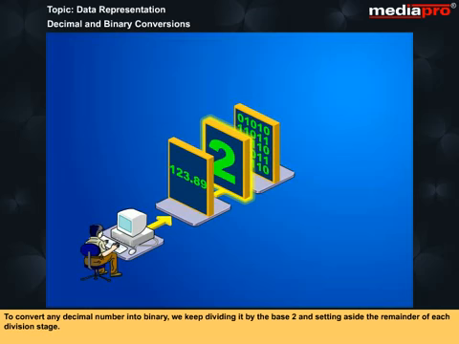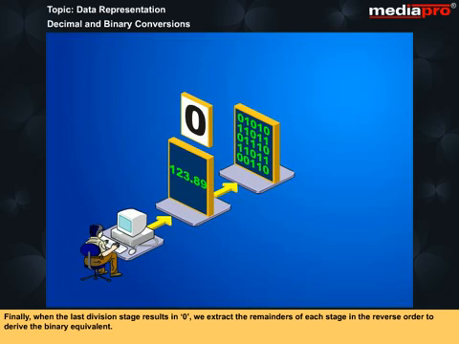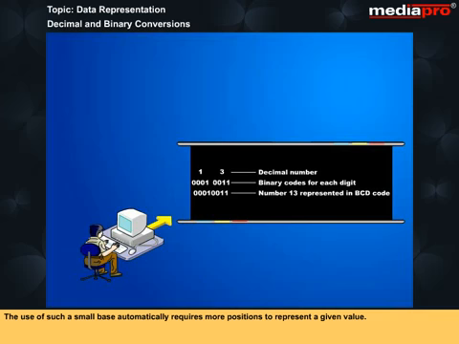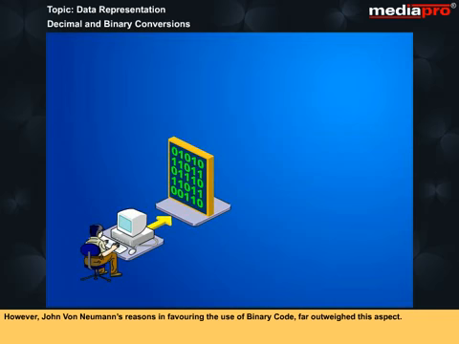To convert any decimal number into binary, we keep dividing it by the base 2 and setting aside the remainder of each division stage. Finally, when the last division stage results in 0, we extract the remainders of each stage in the reverse order to derive the binary equivalent. Let us take the same number, 13, and see if this conversion process results in 1101. The use of such a small base automatically requires more positions to represent a given value. However, John von Neumann's reasons in favoring the use of binary code far outweigh this aspect.